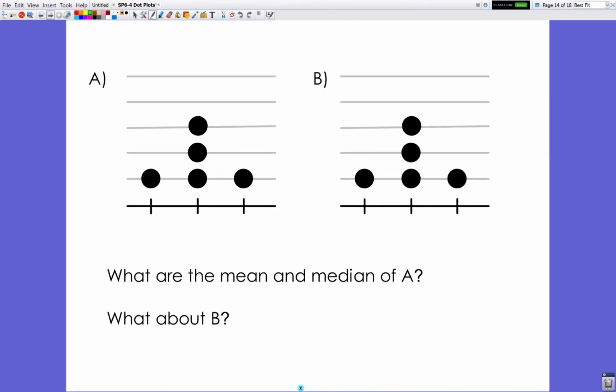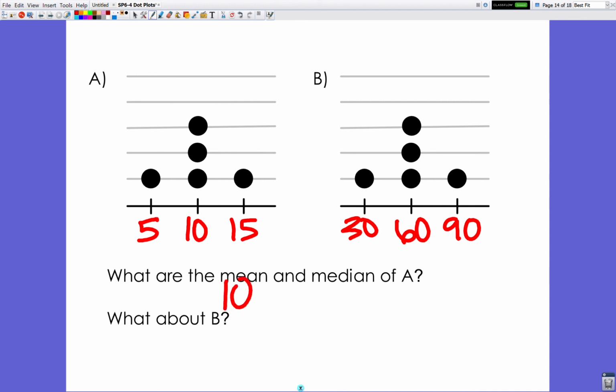What are the mean and median of A if we add some data points? So look, this one was meant to be 5, 10, and 15, and this one was meant to be 30, 60, and 90. So what would the mean and the median of A be? It would be 10. And the mean and median of B would be 60, because that is my center value.